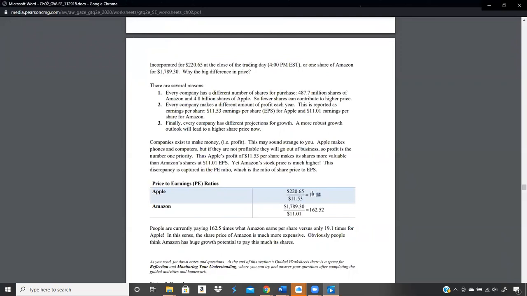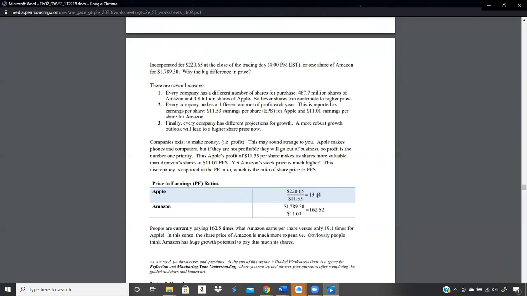But again, the fact that PE ratio of 20 and 160, what this is saying is that people are paying 162.5 times what Amazon earns per share versus only 19 times per share in Apple. So the idea there is that people are overvaluing Amazon in one way because they're paying 162 times what it's earning, whereas Apple's only paying 19 times what it's earning. Now, again, that doesn't mean that the company can't just keep kicking butt and making people scratch their heads and going, why is this still happening? But it's a traditional way.